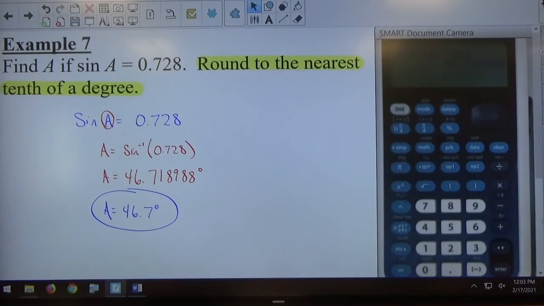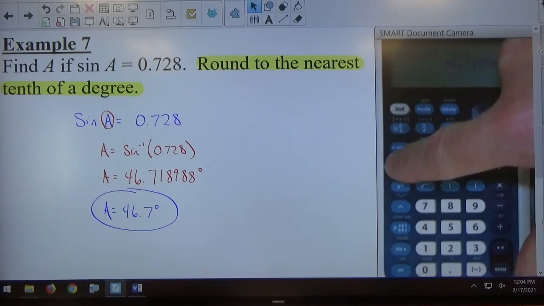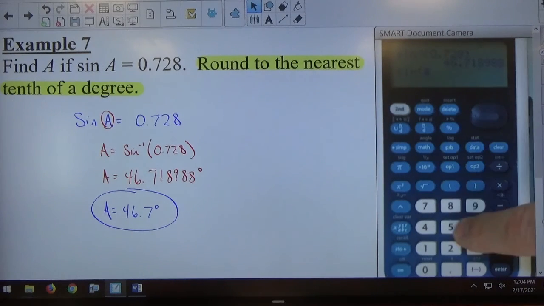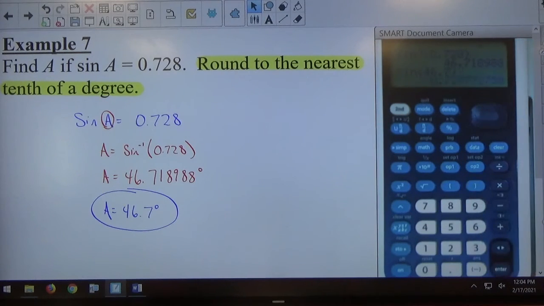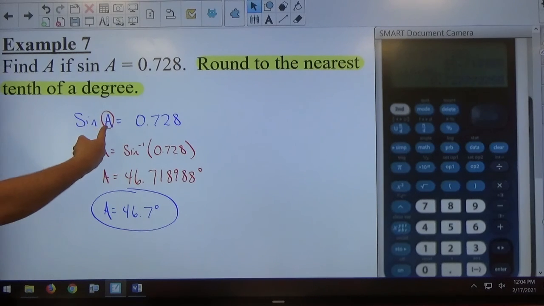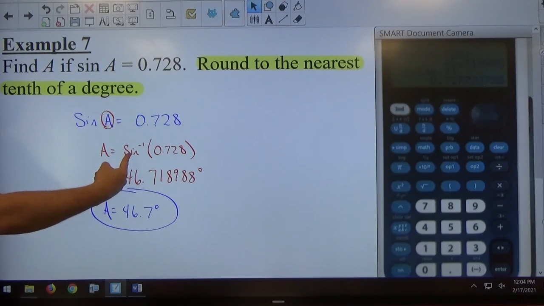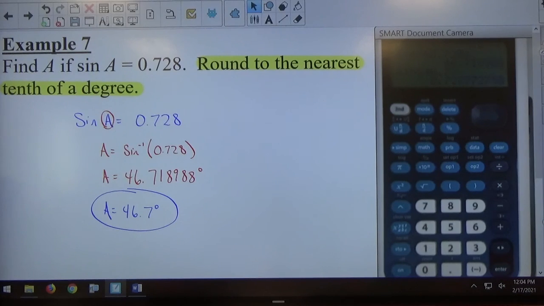Now, if you take a look real quick, if I were to do sine of 46.7, I should get something rather near 0.728. Again, it's rounded, so not exactly, but if we try it out, second, trig, sine, and I try 46.7, equals, it's 0.7277, which would be 0.728 rounded to 3 decimal places. So again, that's what it's doing for us. If we do not know the angle, we use the inverse trig function. If we do know the angle, we just use the regular trig function. So just know which button to use on your calculator.